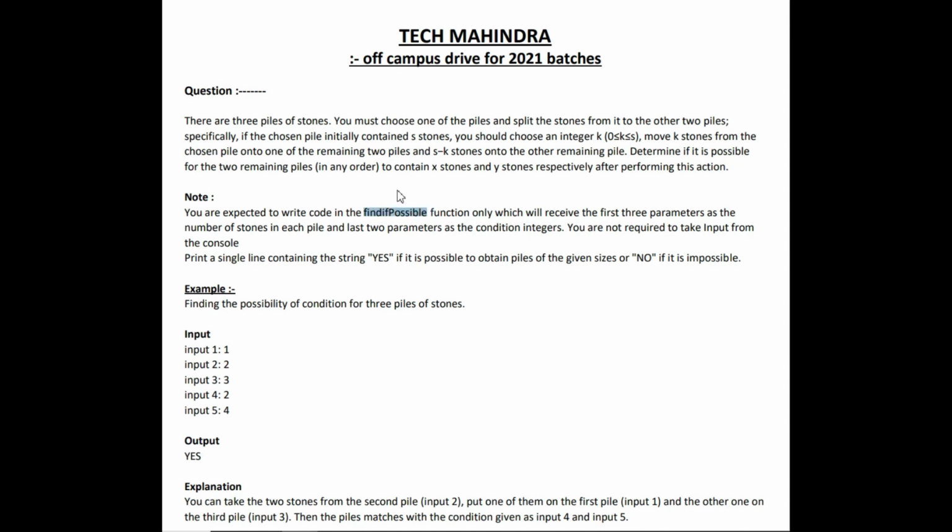We don't have to write the main function, and this function find if possible will have 5 parameters, out of which the first 3 will be the number of stones in each pile. As the question states, there are 3 piles of stones, and the last 2 parameters are the condition integers, that's the given sizes, x stones and y stones, which we have to check if it's possible or not. We just have to print or return the string yes if it's possible and no if it's impossible. So let's see an example here.